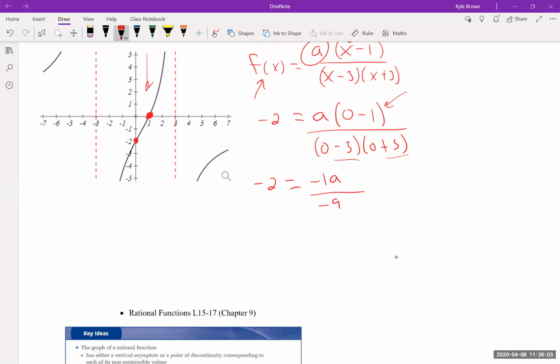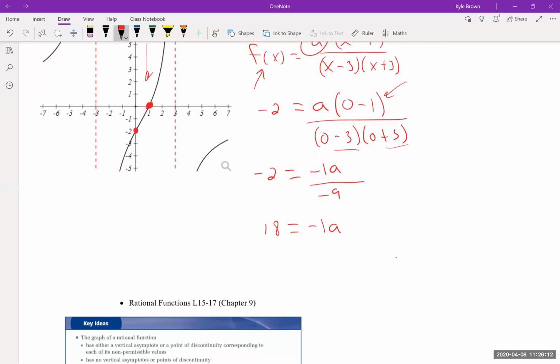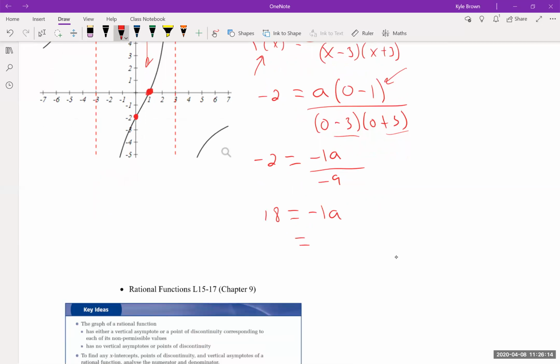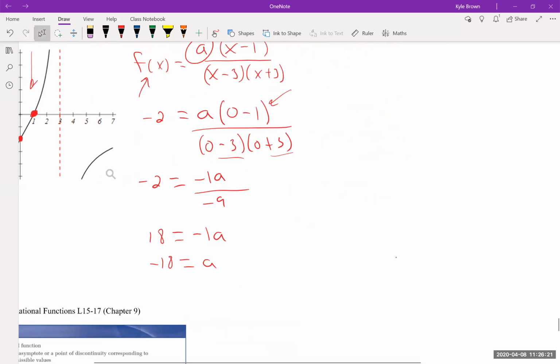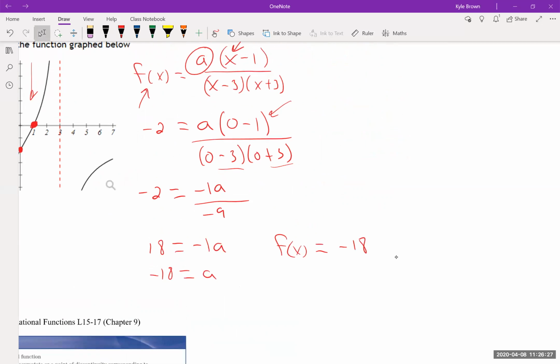A little bit more algebra here. -2 times -9 would be 18, which is equal to -1a. And then just get rid of the negative, so in the end, -18 is equal to a. So your answer when you fill this in would be f of x equals -18 times x minus 1 over x minus 3, x plus 3.